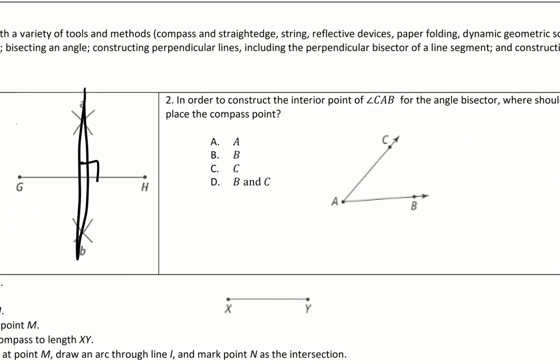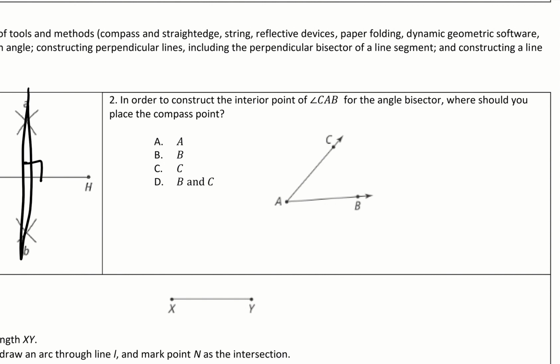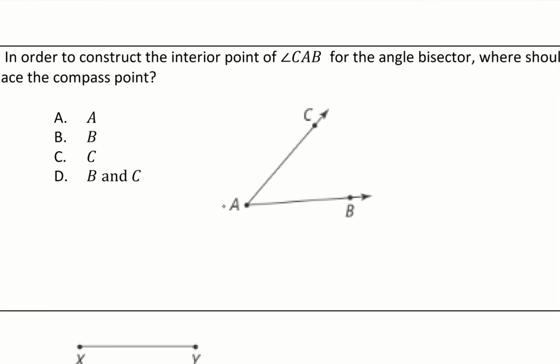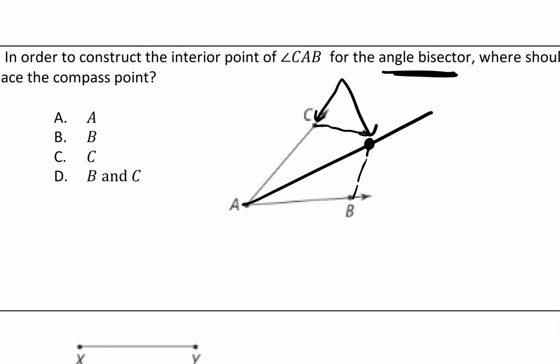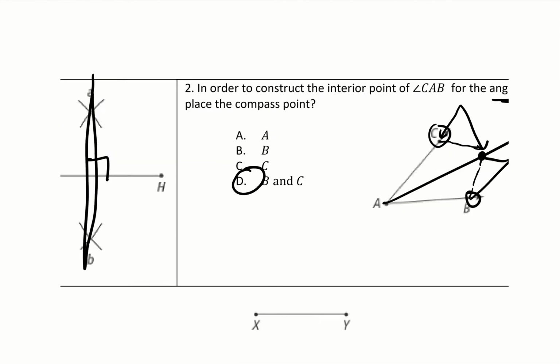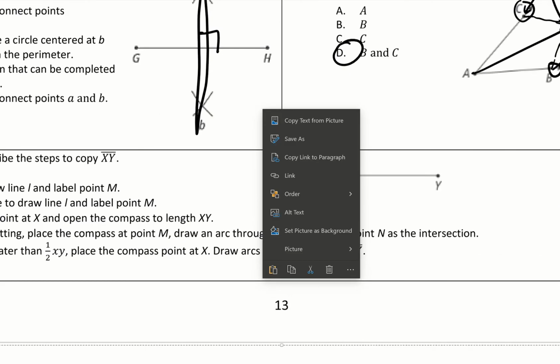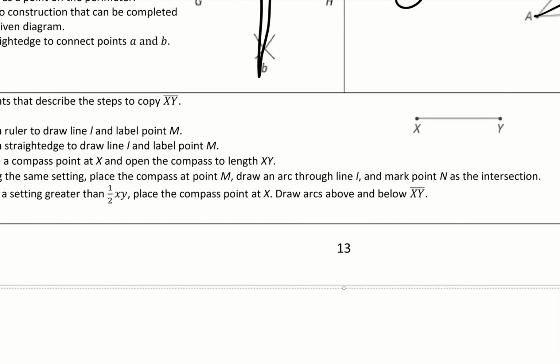And number 2, in order to construct the interior point of CAB, where should you place the compass point? Well, you should place the compass point in order to make an angle bisector, which cuts the angle in half. I need to figure out where that point is. That point has to be the same distance from C as it is from B. So I have to place the compass from C to that point, and then from B to that point. So the compass is going to be placed on B and C. All right, go back to those steps for constructions if you want to review.